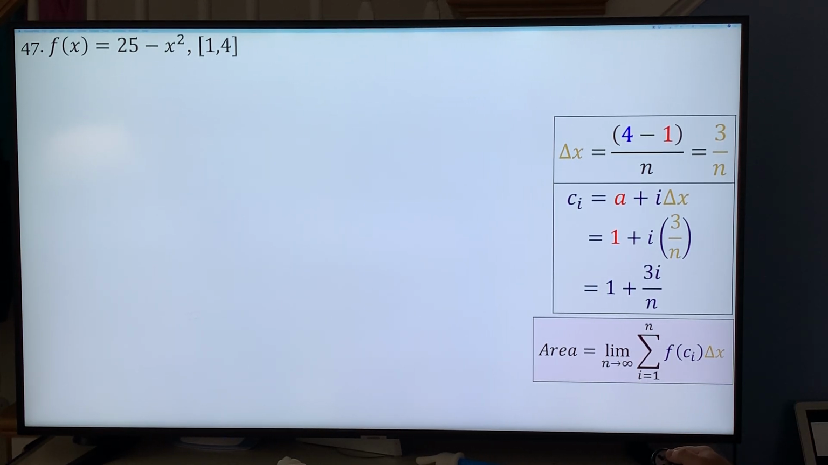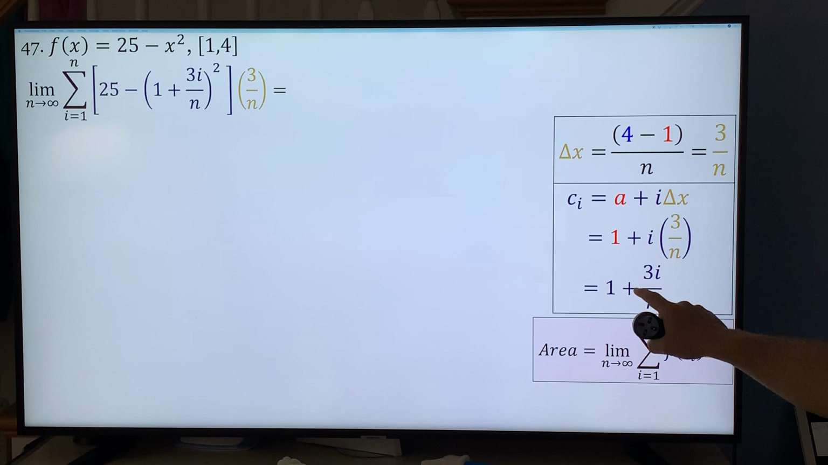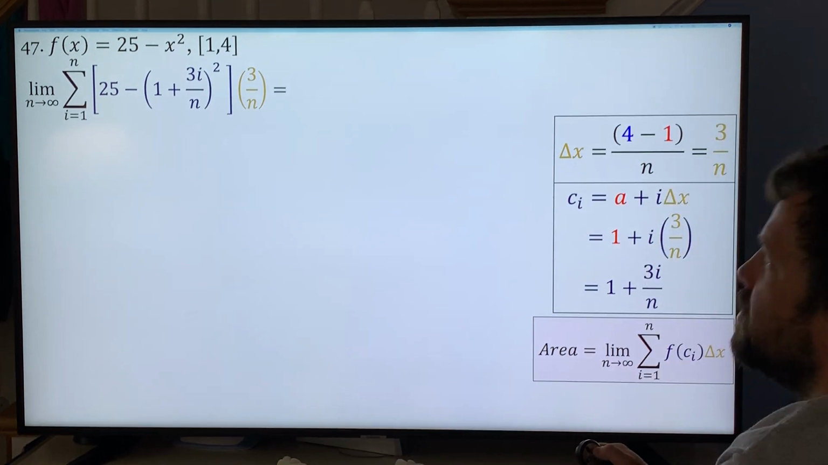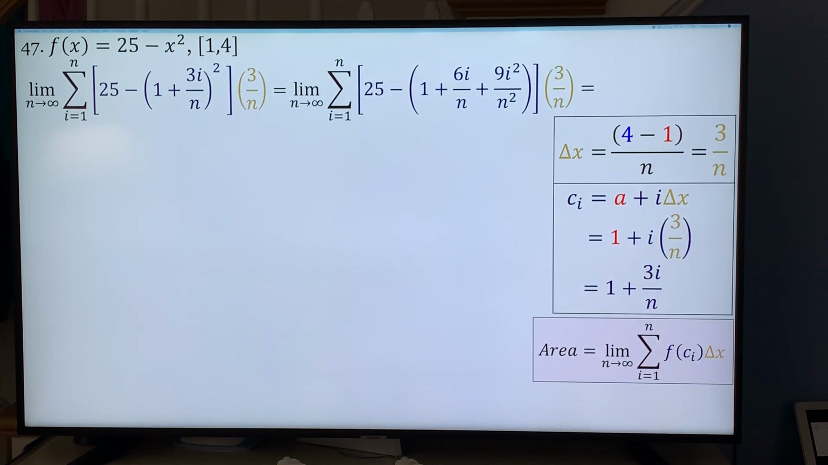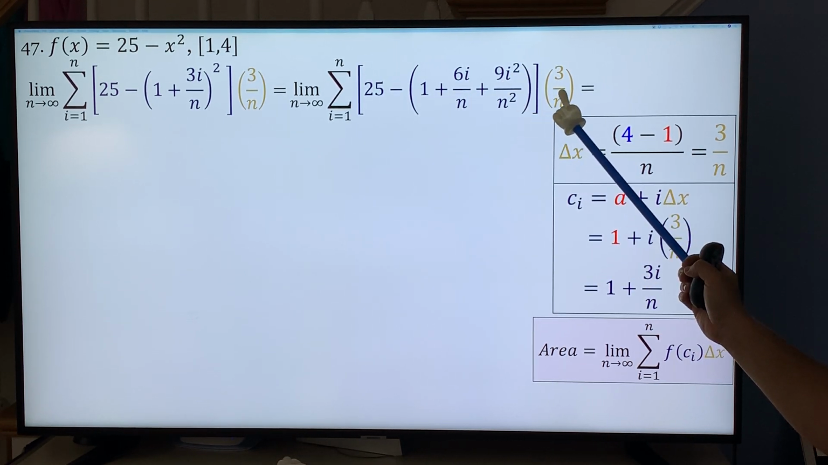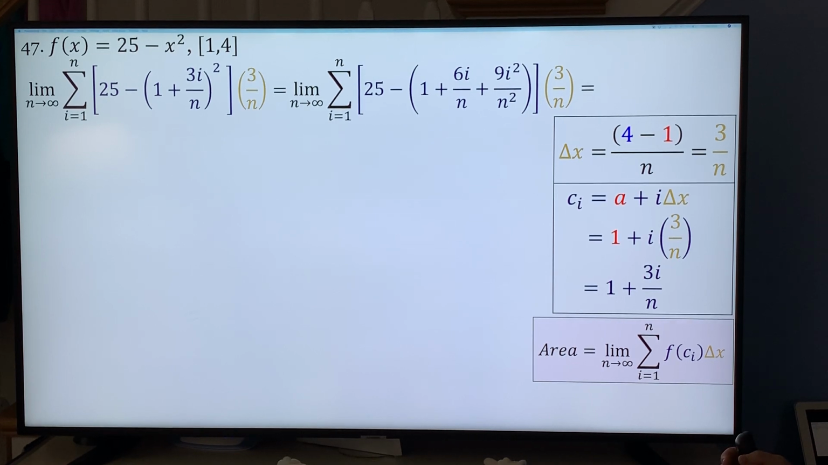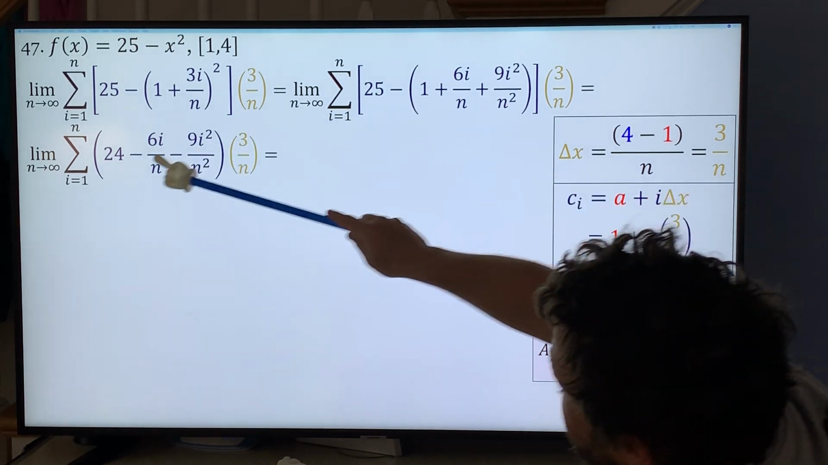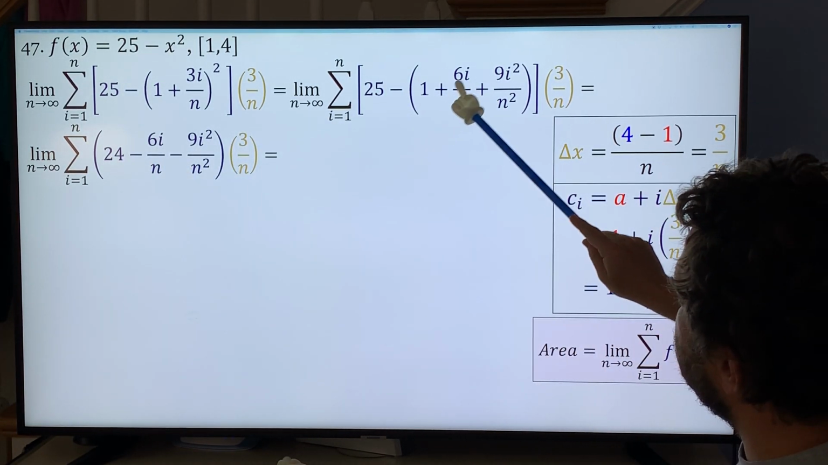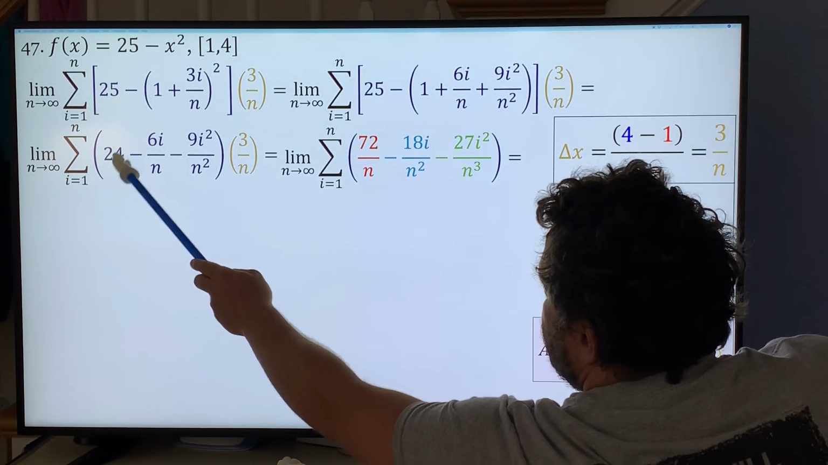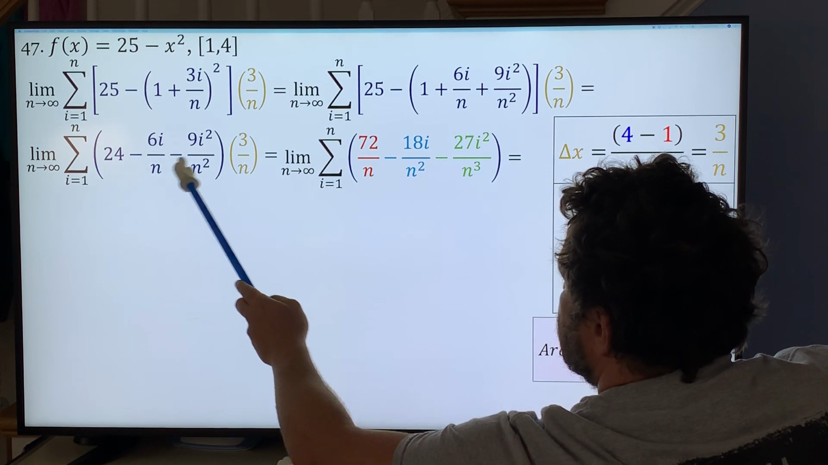Alright? So, you're going to take that ci. You're going to plug it into that equation. So it's 25 minus 1 plus 3i over n squared times delta x. I shouldn't have to go over how to square these things anymore. 25 minus 1 plus 6i over n plus 9i squared over n squared times 3 over n. When you do this next problem, 25 minus 1 is indeed 24. Minus, because you distribute the negative sign. Then you're going to take the 3, multiply each one of these numbers by 3, and put an n here, n squared, n cubed.